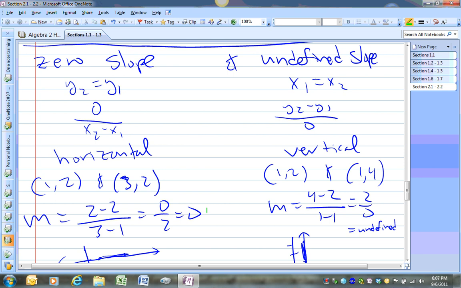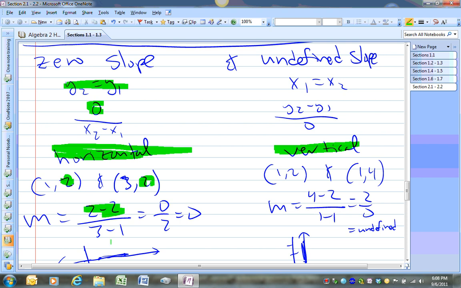We also want to talk about zero slope and undefined slope. Zero slope happens when you have a horizontal line. Undefined slope happens when you have a vertical line. The reason is that if you have a horizontal line, the y values will be the same. So when the y values are the same, the numerator is 0. 0 divided by anything is always 0, hence zero slope. If you look at this example, 2 minus 2, 0, over 3 minus 1, 2, so you get 0.